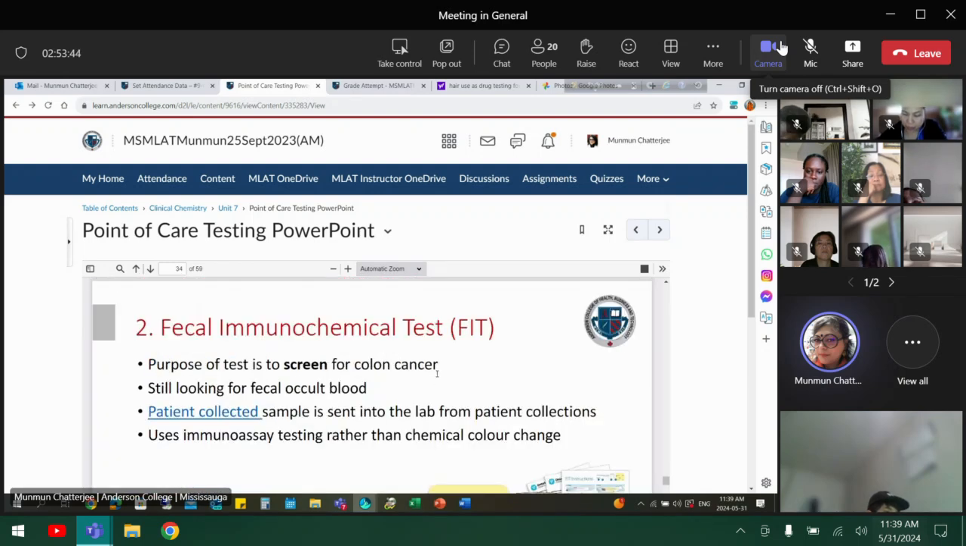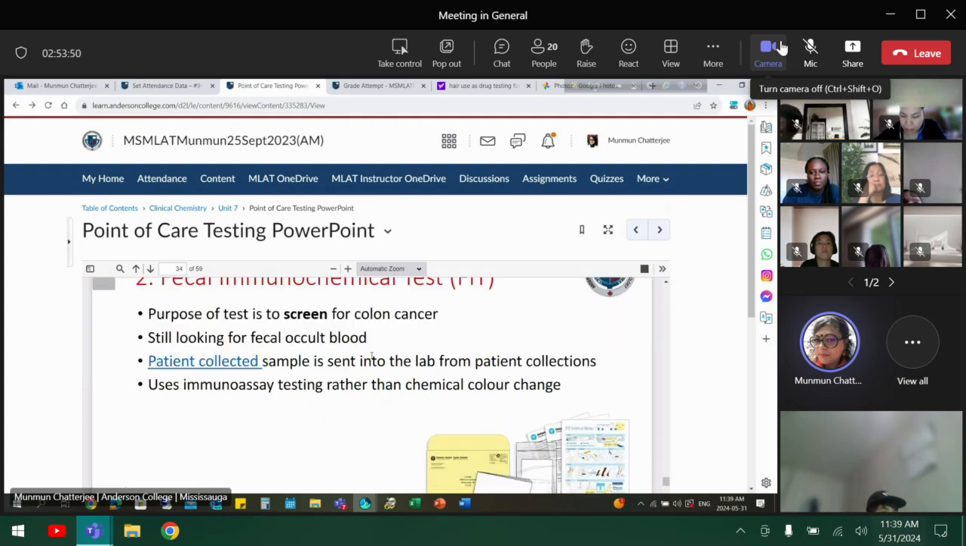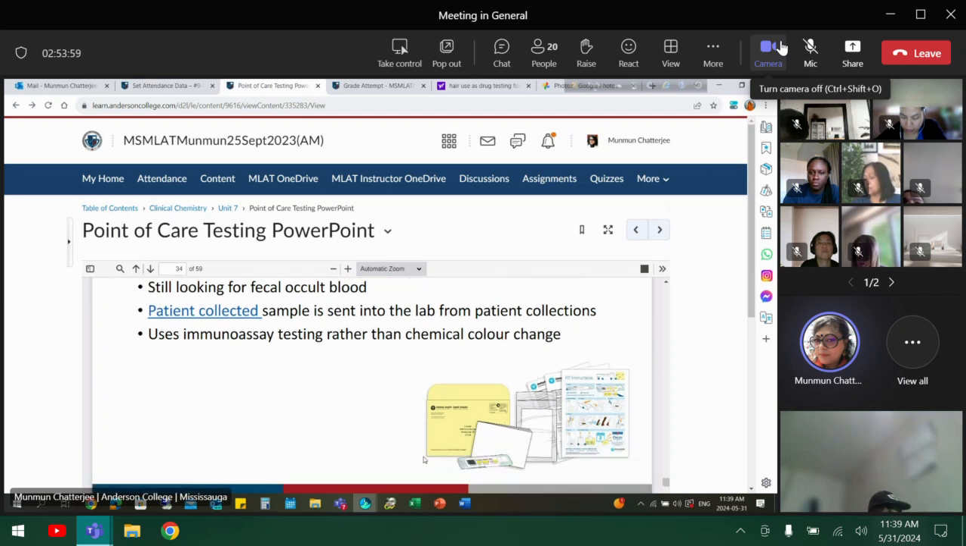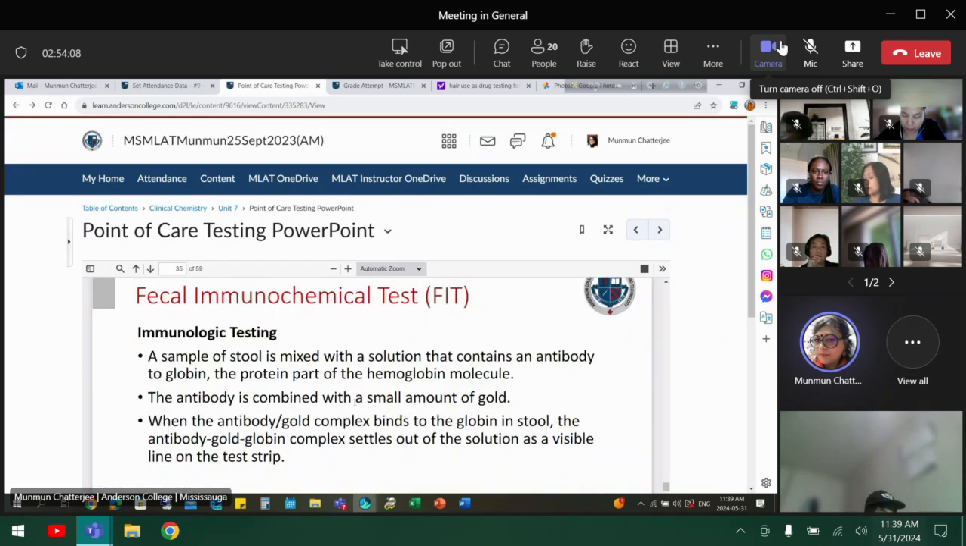Purpose of test: to screen for colon cancer. Again, another test, FIT, still looking for fecal occult blood. The patient-collected sample is sent to the lab and uses immunoassay testing rather than a chemical color change. Different labs use different immunoassays, but it is again an antigen-antibody complex. A stool sample is mixed with a solution that contains an antibody to globin. Globin is the protein part of the hemoglobin molecule, and this antibody is against it.